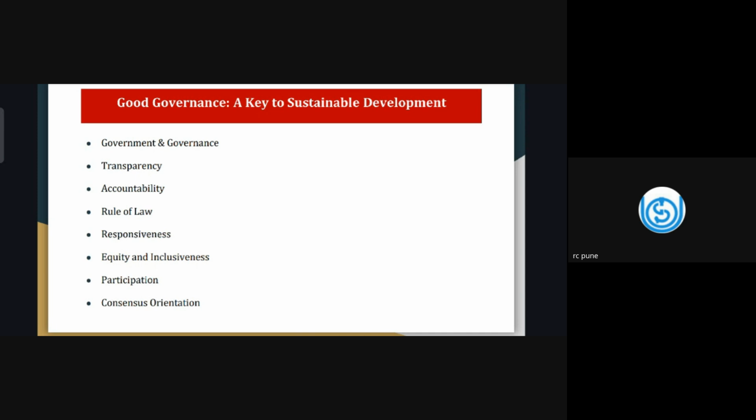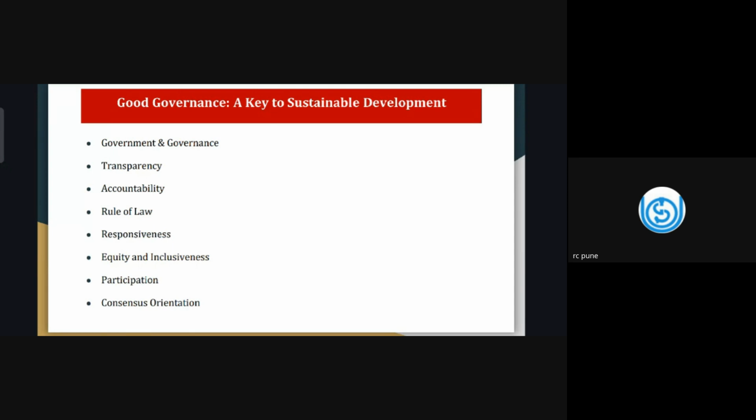Now I hope you understood the difference between these two. Government is a body of people, right? A structure of the people who are working in an organization to which we call government. And all the actions which are taken by these people shall be called as governance. Okay. So this is the major difference between government and governance.